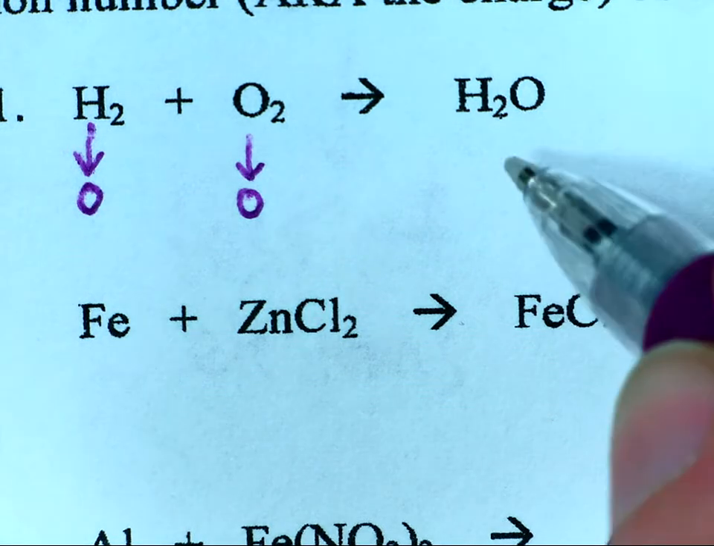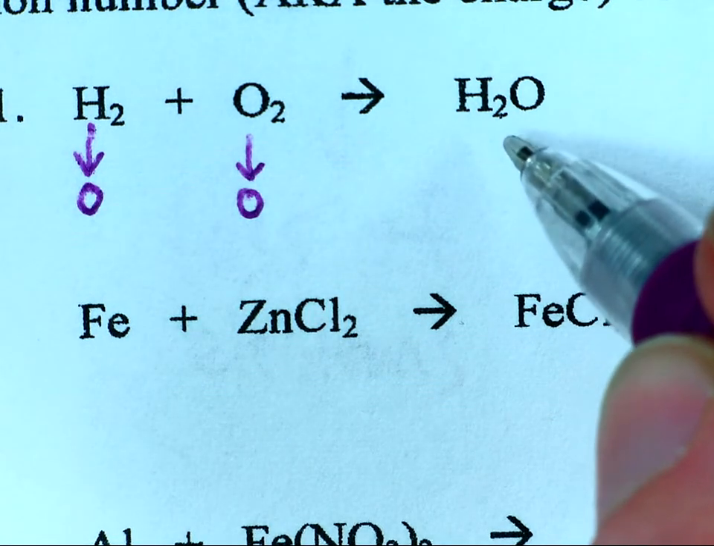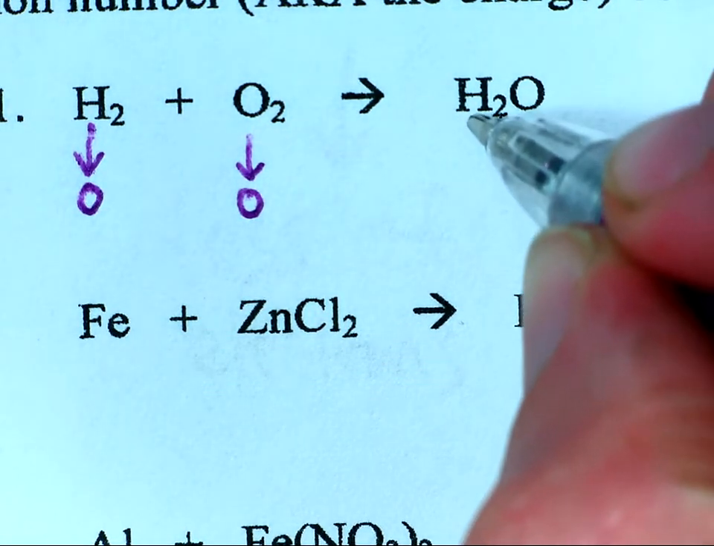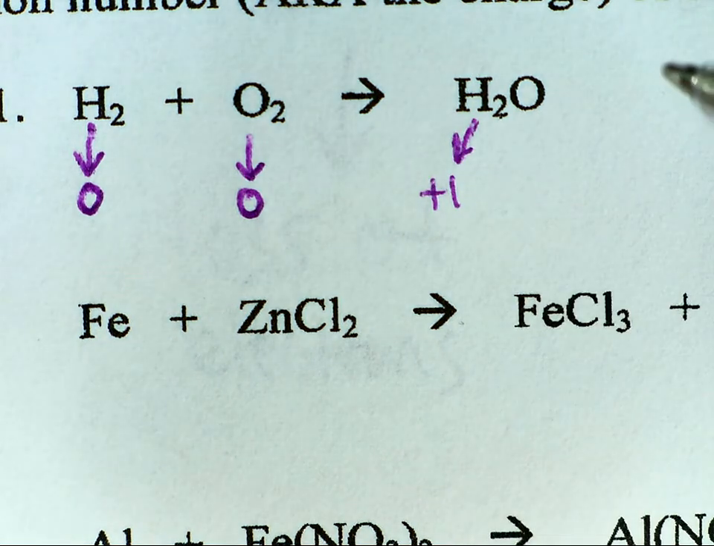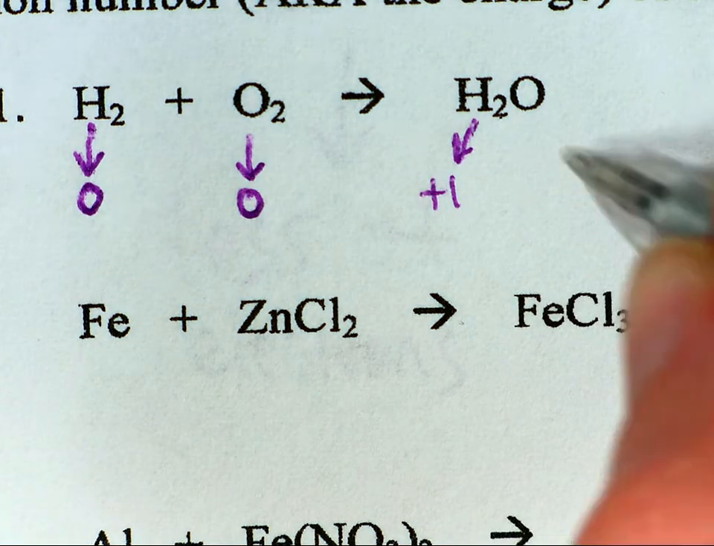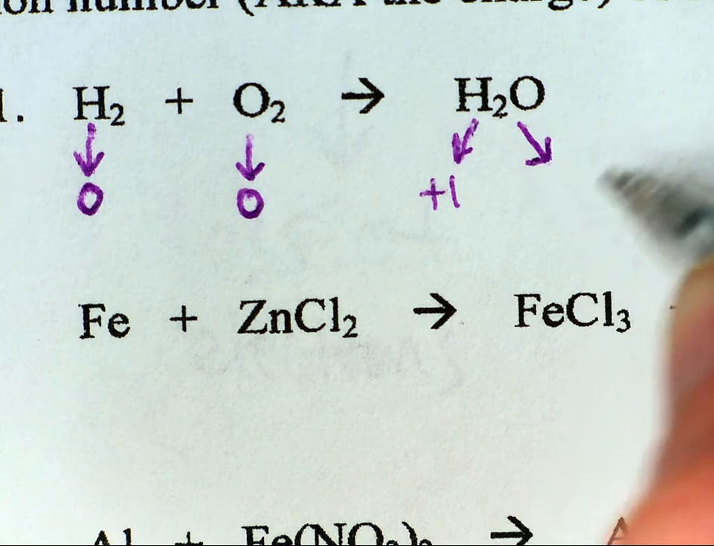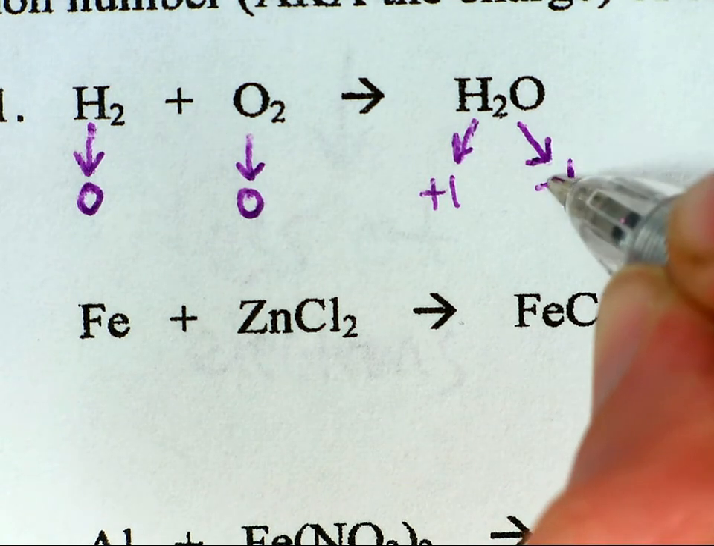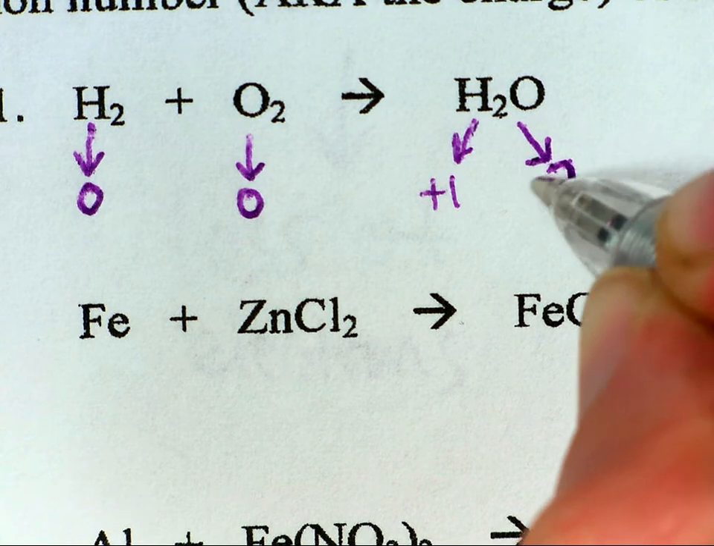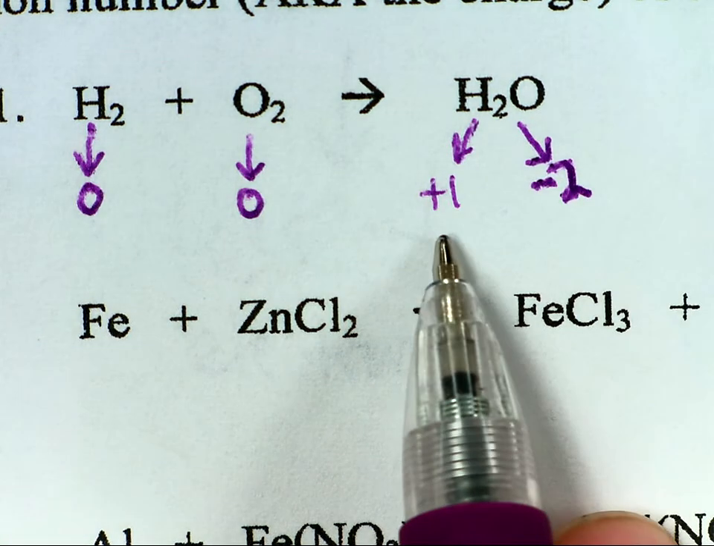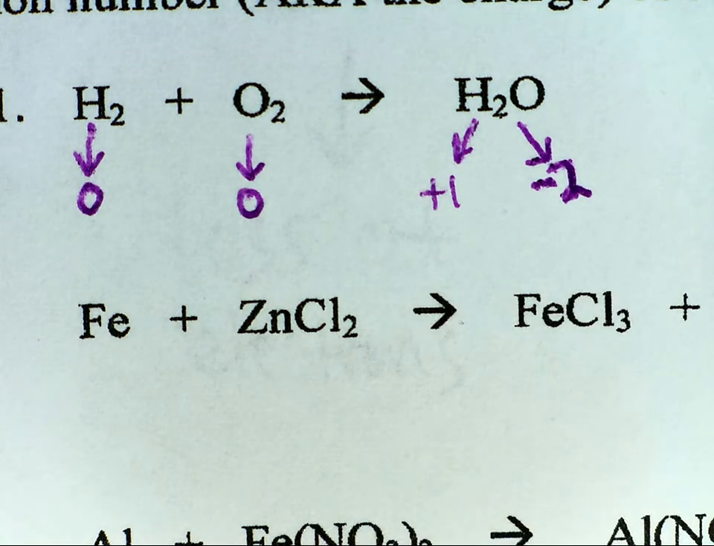When it's part of a compound, no longer are these neutral. Looking at the periodic table, hydrogen is a +1 charge. What about the oxygen? The oxygen is a -2. And this is why 2 hydrogens are needed to balance out the 1 oxygen. Okay, so let's think about that. What does this tell us?